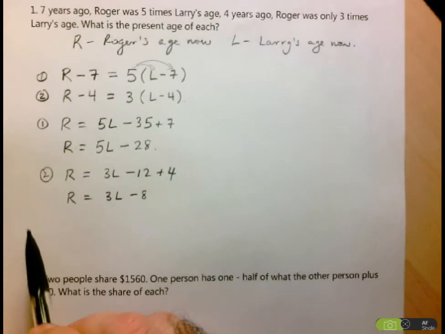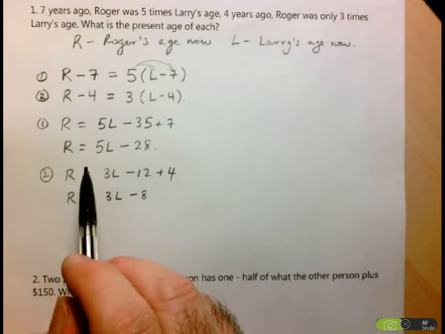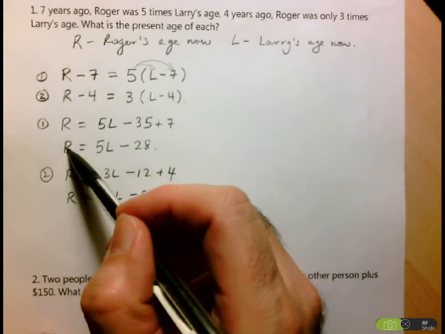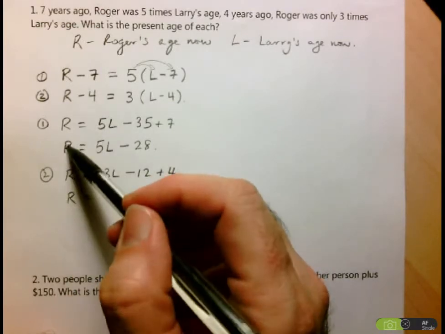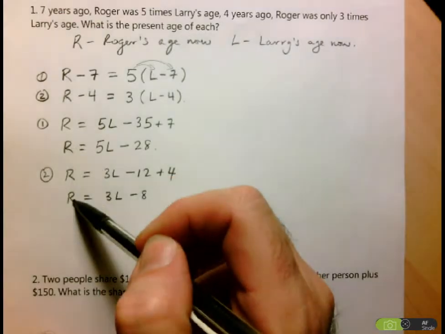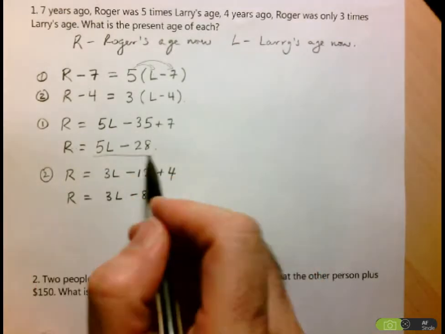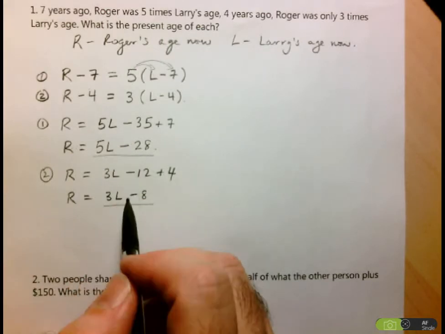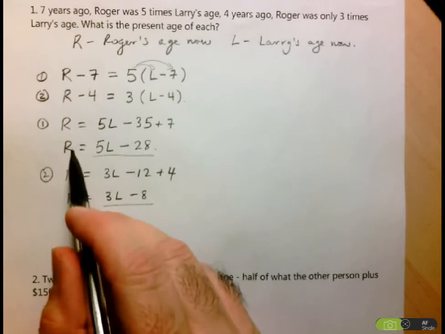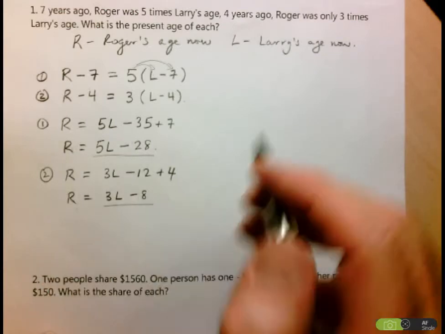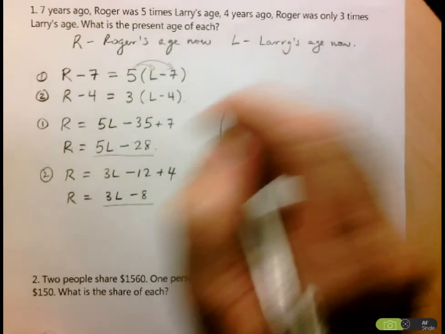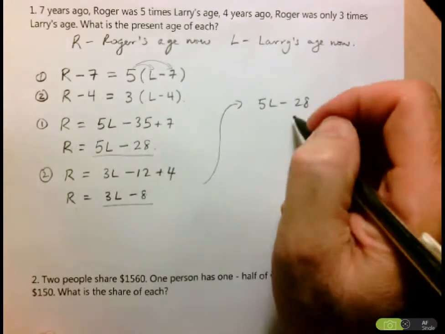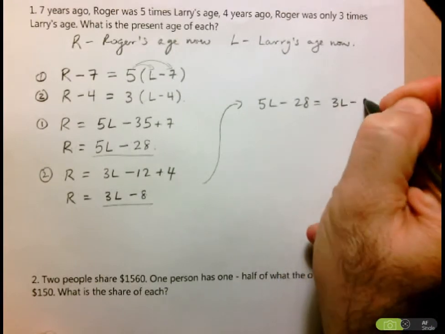There's two ways we can solve a system. There's elimination, which I think we'll see later on, and there's substitution. So here, this is Roger's age, that's Roger's age. So these two variables are equal. So if these are equal, 5L minus 28 and 3L minus 8 must also be equal, because they both equal the same number. So that means we can create an equation. So I'll go up here, and I know that 5L minus 28 has to be equal to 3L minus 8.